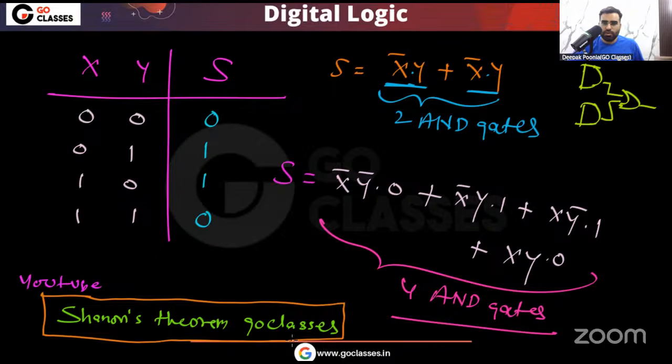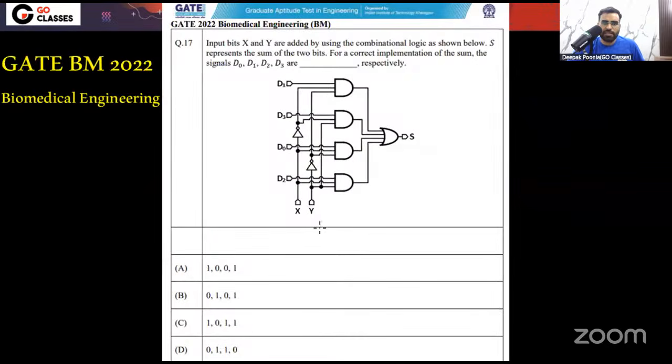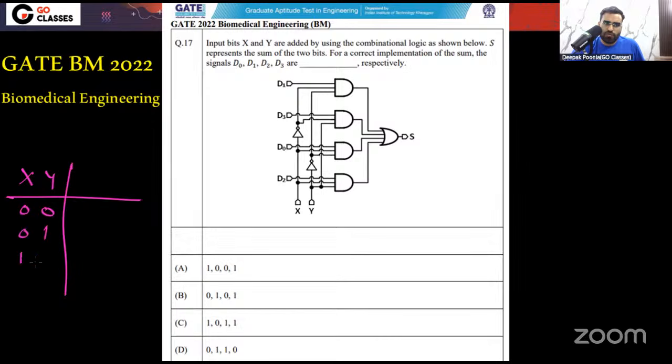Now there is another method, so let's see that also. Just in case you did not understand this, then let me tell you there is another method. So let's see that method. You can see we have already seen that when x y are 00, 01, 10, 11, then the output s is 0 1 1 0. Correct. Now let's just put it in the circuit.